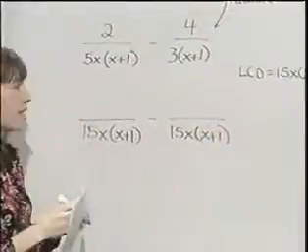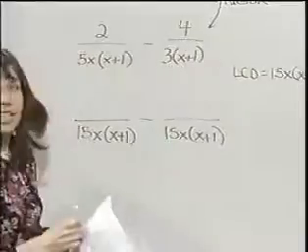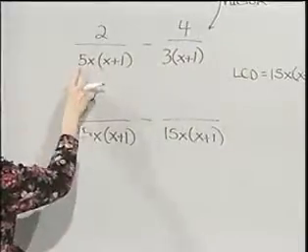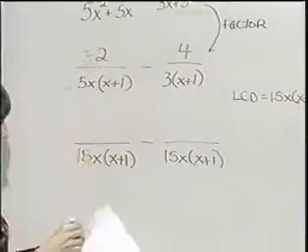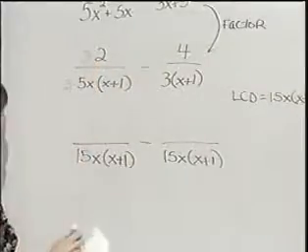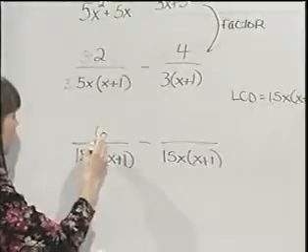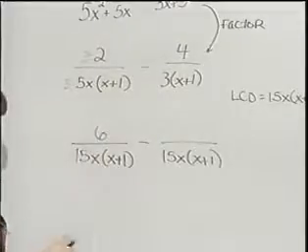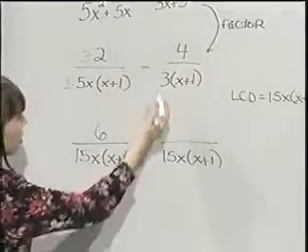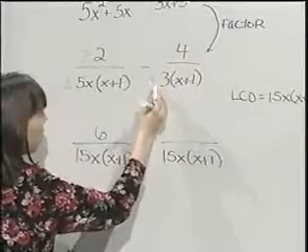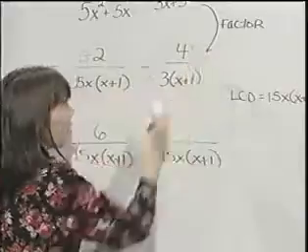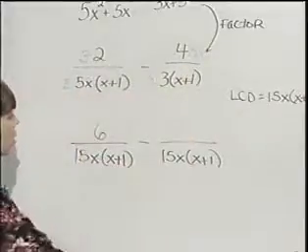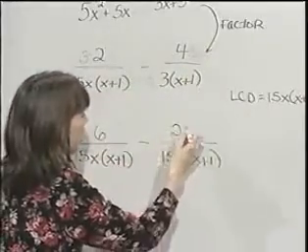Hope you guys are having fun. Here we go. On the top, we need to multiply this by 3 to get to 15x. So we have 3 times 2, or 6. And in the other one, we need to multiply this by a 5x, because we need the 15x. So we're going to multiply this by 5x. So on the top over here, we've got 20x.